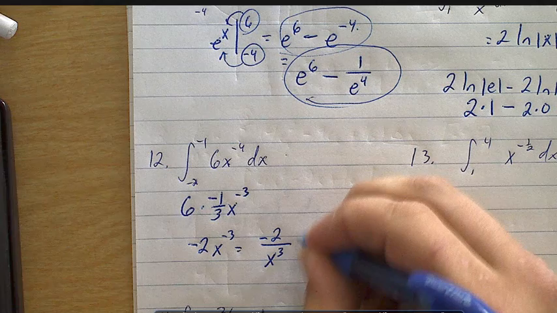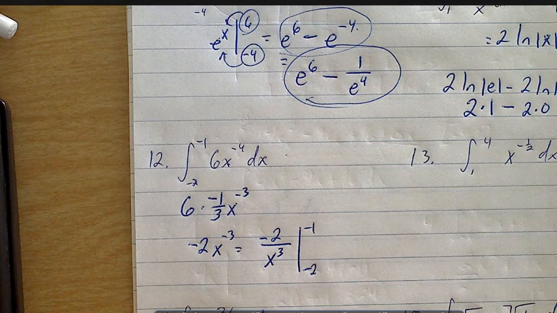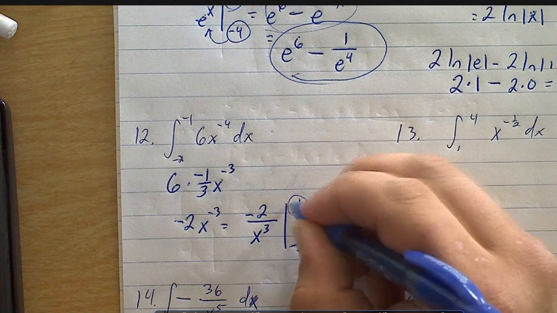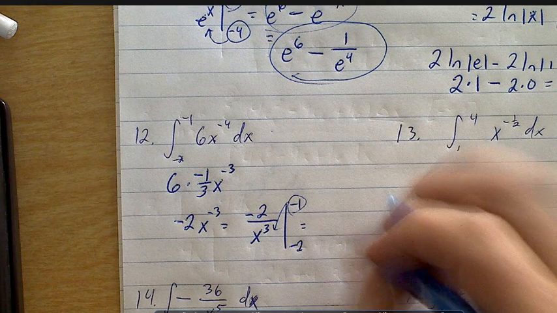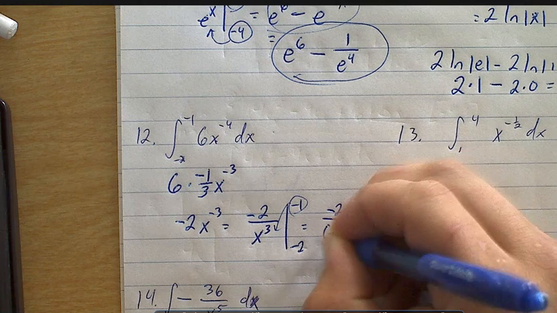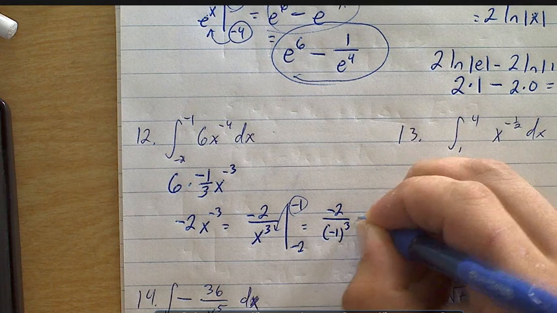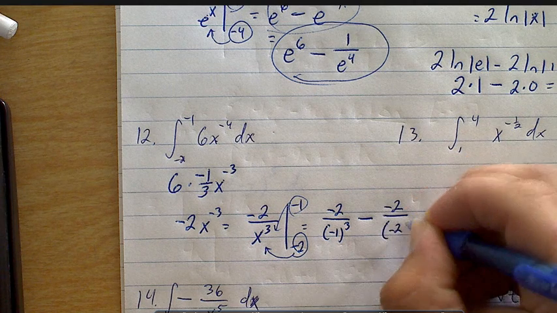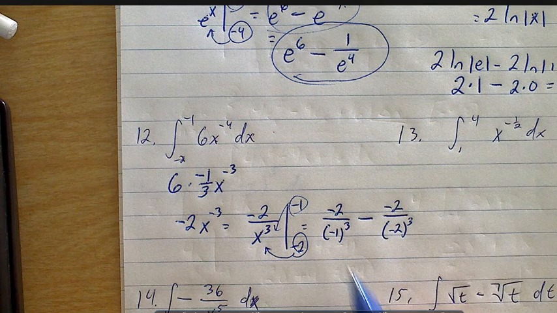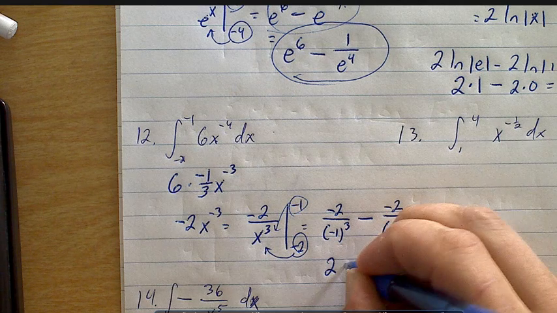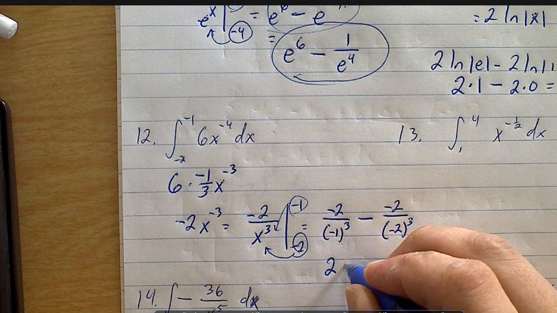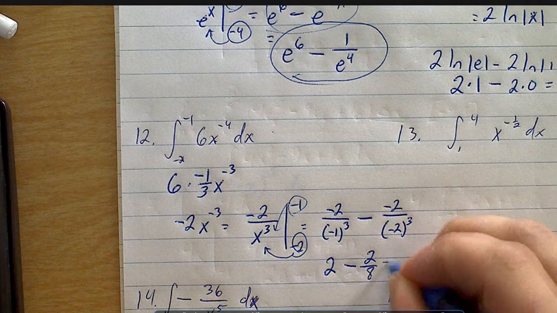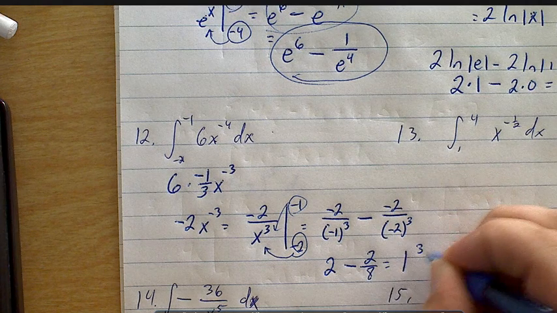So substitute -1 in for x, minus, substitute -2 in for x, and you get 2 minus 2 over 8, which is going to be 1 3/4 or 7/4.